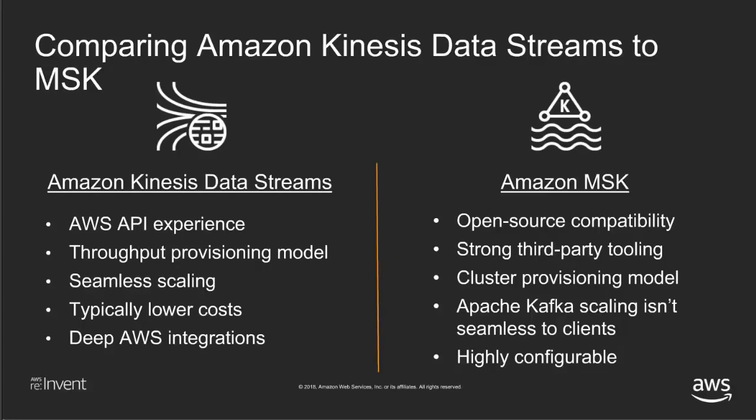If you look at Amazon MSK's provisioning model, it's cluster-based. So if you are adding capacity, you're effectively provisioning blocks of throughput that are much larger than what you would be provisioning in Kinesis Data Streams. As I mentioned earlier, the scaling isn't seamless to the client. If you're scaling up clusters of Kafka, as many of you probably know, the scaling actions are not seamless to producers and consumers working with Kafka. So you could see performance issues when scaling events occur.